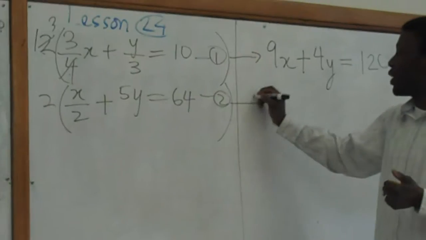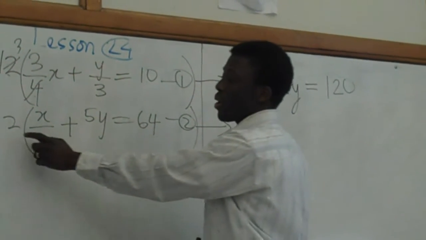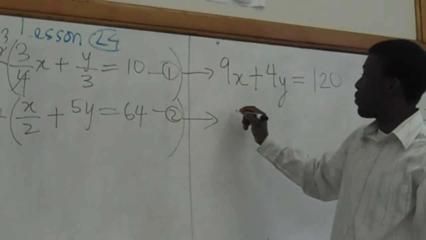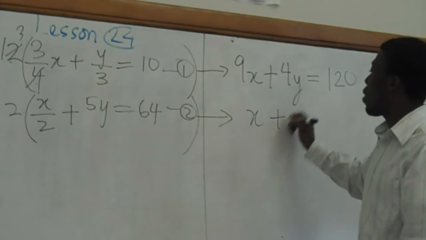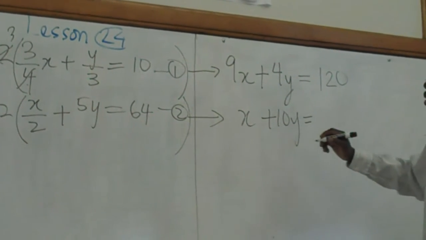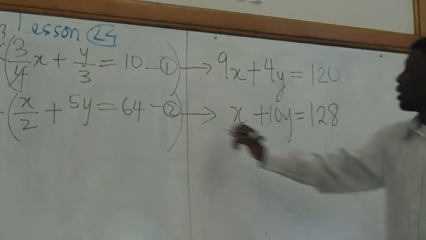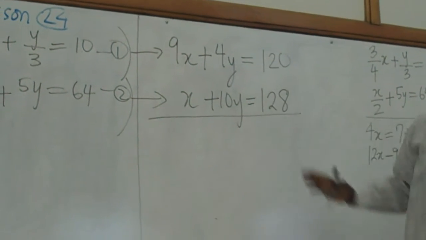For the second equation, we have x over 2 plus 5y is equal to 64. We multiply each term by 2, and so we get rid of the 2 on the first one. We just have x. The second one is simply 10y, and our constant is 64 times 2, which is 128. That's our system now arranged.